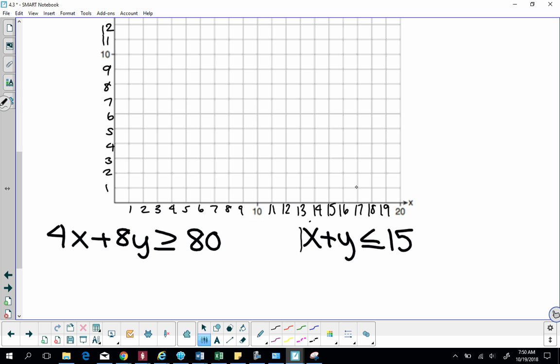So right now we're on this page right here, the next page, and you're rearranging them to get y by itself. So you're rearranging both of these just like we did in the notes from today, because we can't really graph unless we have y by itself. When you're done, label the axes.